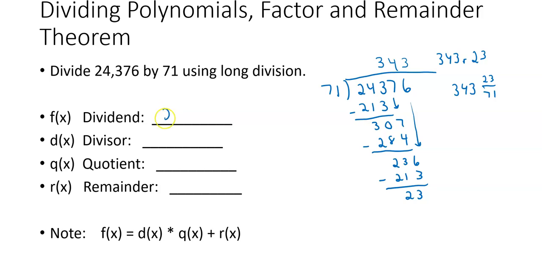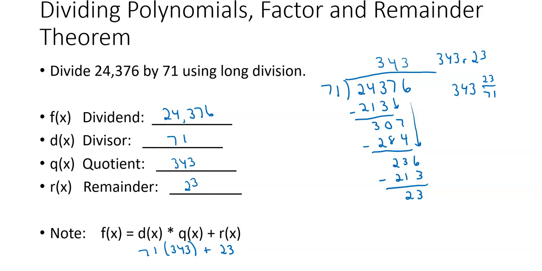So my dividend was 24,376. My divisor was 71. The quotient was 343, and the remainder was 23. And I could check by taking 71 groups of 343 and then adding in my remainder. That should give me back the 24,376 that I started with.